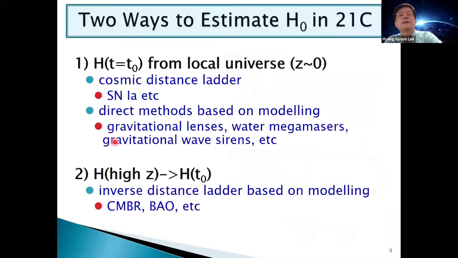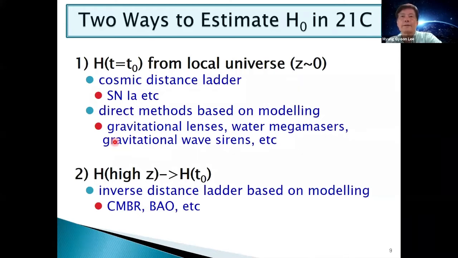So basically, there are two ways to estimate the value of the Hubble constant. One is to derive H0 directly from the local universe. The basic tool has been a cosmic distance ladder, and one of the most popular candles is Type Ia supernovae and many other things. Another method is direct methods based on modeling, for example, gravitational lenses, water megamasers, or gravitational wave sirens, etc.